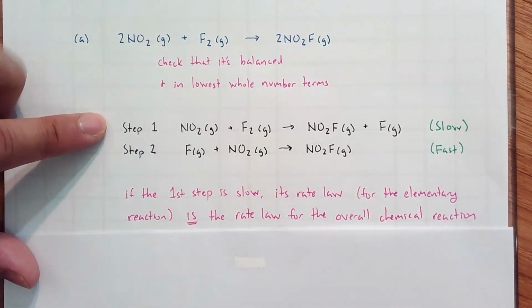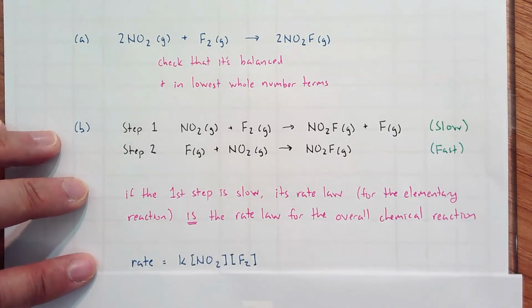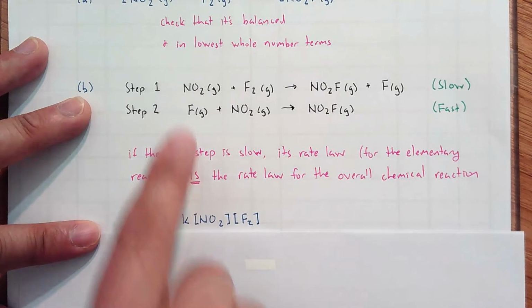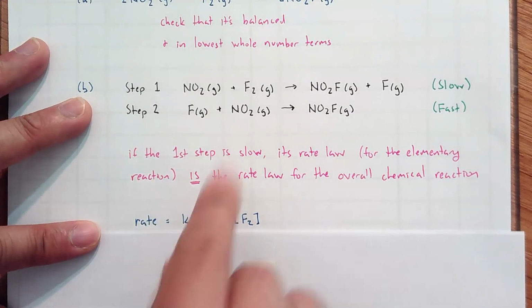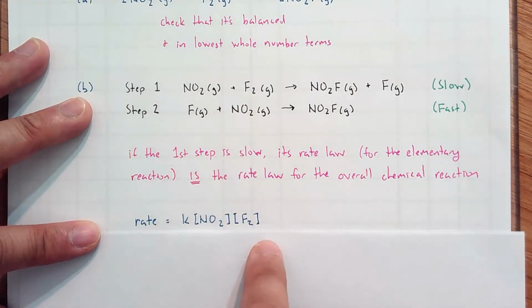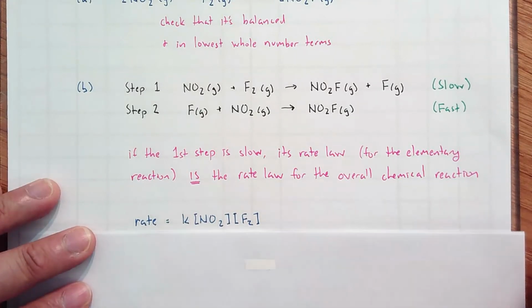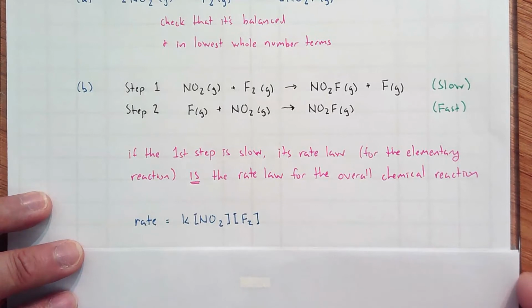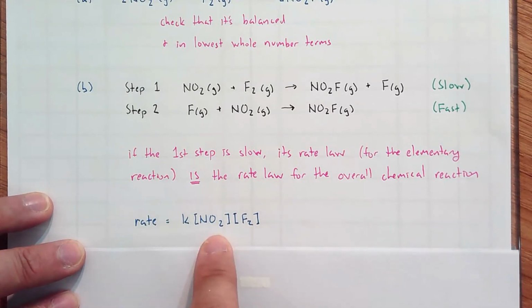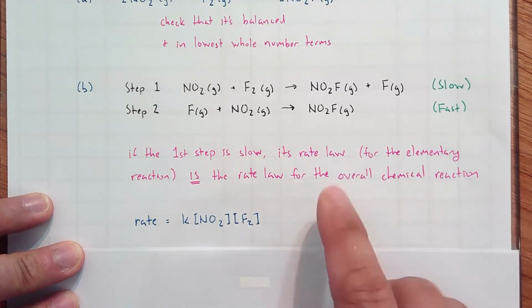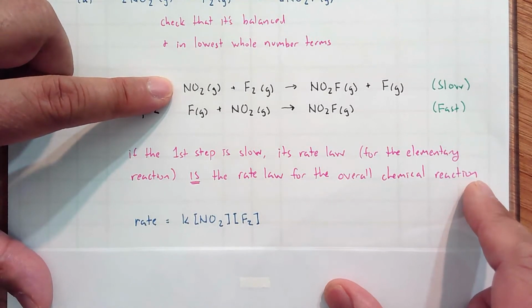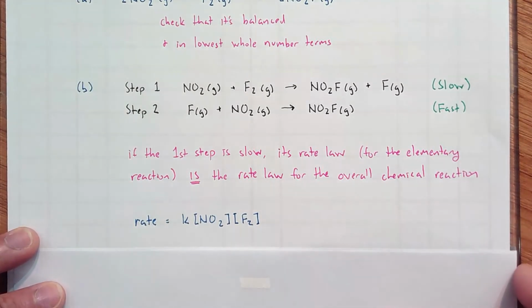So let's take a look at the rate law for the first step. It's just NO2 raised to the 1 times F2 raised to the 1 times the rate constant. Is that it? Yep, that's it. Okay, so that is the answer for write the rate law for the overall chemical reaction. It is actually identical to the rate law for the first step elementary reaction.